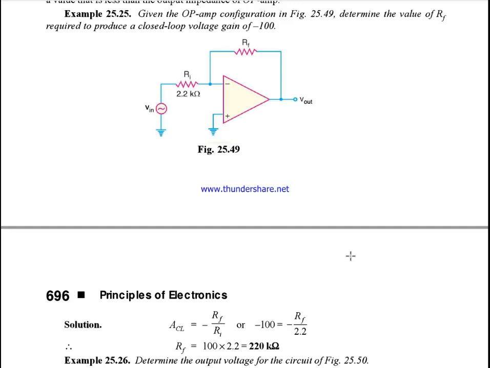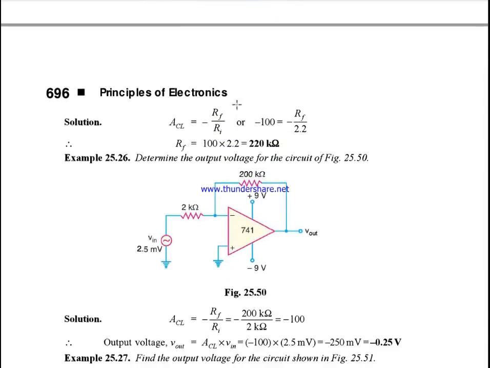Okay, the first one is we have an op-amp configuration, and the values of Ri and Rf are given. Determine the value of Rf required to produce the closed loop gain of minus 100. So it is understood that since the input source is connected to the inverting terminal, this is an inverting amplifier. So the voltage gain is given. Then the equation for gain is ACL is minus Rf by Ri. Then ACL is given, Ri is given. We can directly apply into this equation and the value of Rf is 220 kilo ohm.